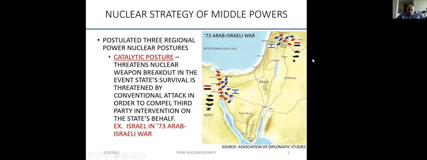Well, I mean, yes, I think that it's possible, and Israel is the case in point, that if threatened with conventional attack, they'd use nuclear weapons or the threat of nuclear weapon deployment or use to try to get a third party like the United States to intervene. I think this is the main example. I don't think there are many examples of this, but there's this one.